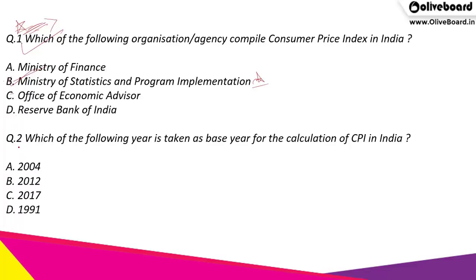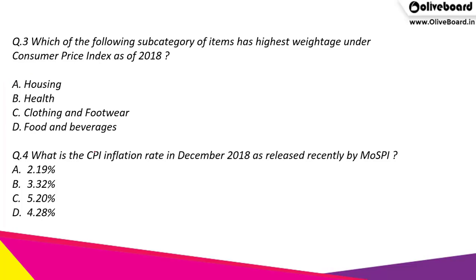Which of the following years is taken as a base year for calculation of CPI in India? Okay, pause the video and think. Give your answer. A, 2004, B, 2012, C, 2017, D, 1991. 1991 cannot be the answer, too old. We have to gear up with the economy. 2017 is too recent. 2004 is old. 2012 is the correct answer.